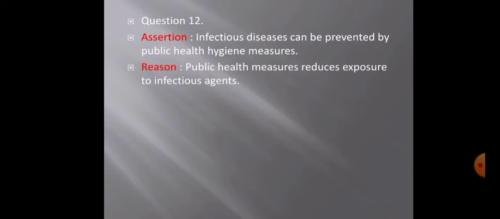Because if we do not take the measures, and we are suffering from any kind of infectious disease, then through any kind of media or agents, it could very much be possible that it can transfer to the next person nearby. So yes, the assertion is absolutely correct. The reason is public health measures reduce the exposure to the infectious agents. So whatever measures we take are helpful for reducing the spread of infectious disease. So yes, it is also a correct statement and the correct explanation of the assertion. So the answer will be A.